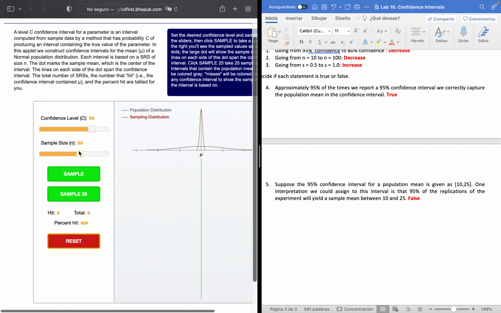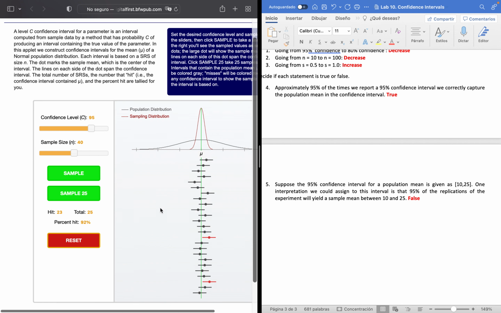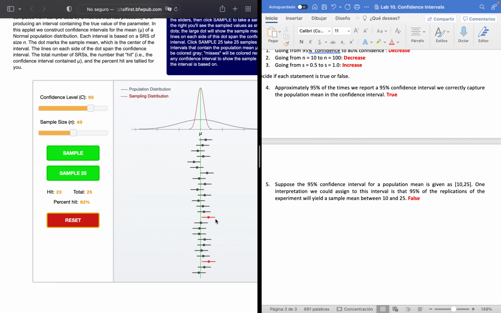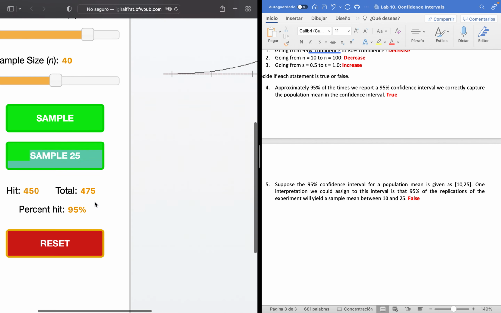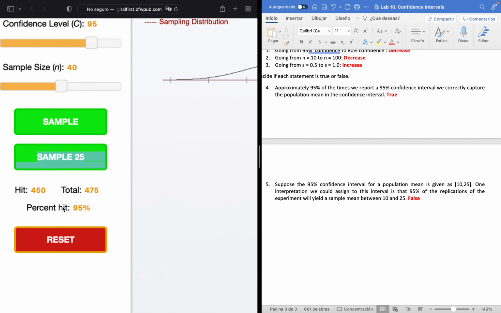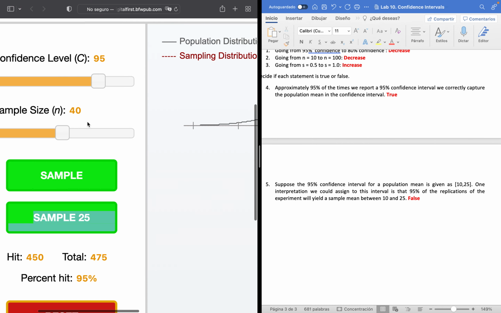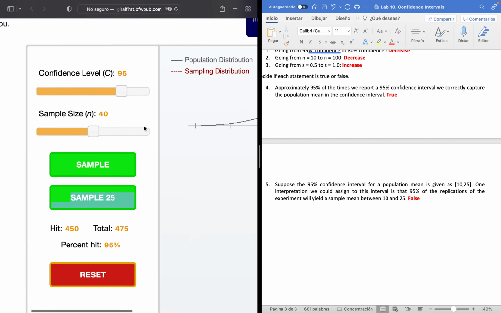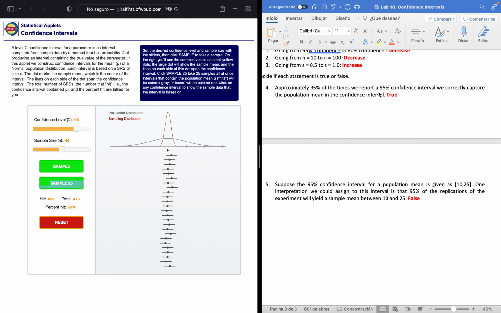I'm going to choose a sample size of 40, confidence interval 95, and notice I'm going to generate several samples, several intervals. First 25, there you have. You see? The ones in red indicate that they do not cover the true population mean. But if I increase this many times, notice the accumulated is 475. Eventually the percent hit is going to be 95%, the value of the confidence interval. So the first one is true, the second one is false.